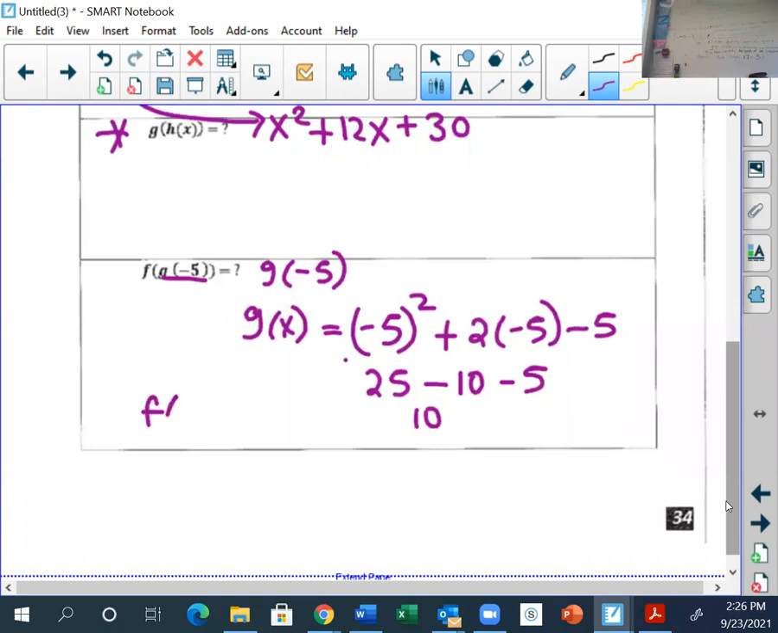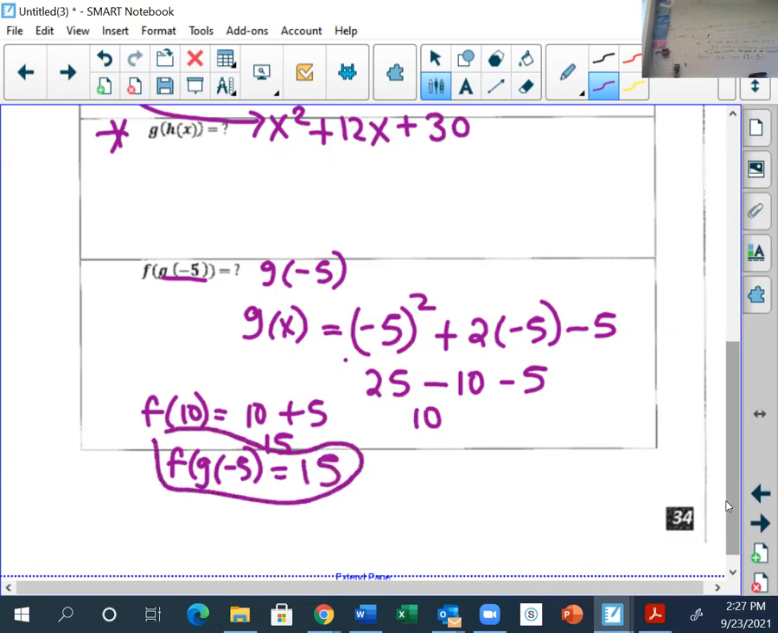So now I want to know what is f of 10. So f is x plus 5. So 10 plus 5, right? Then 15. So f of g of negative 5 is 15. That is the answer. So I want you guys to do this problem, which is g of h of x, and then we'll go over it next class.